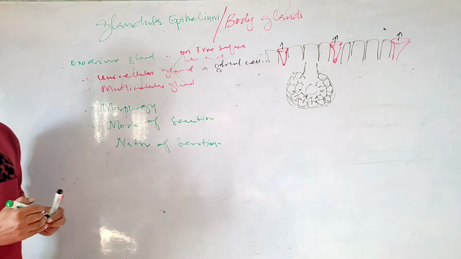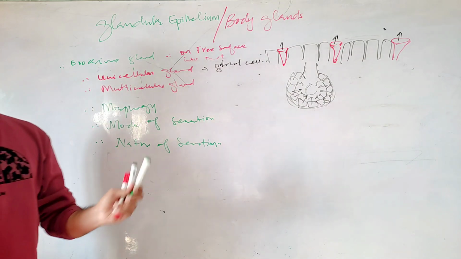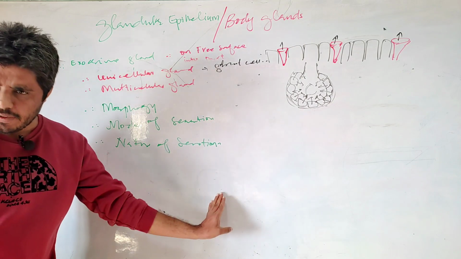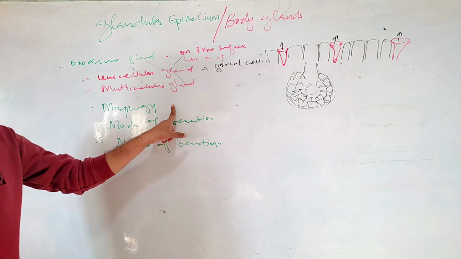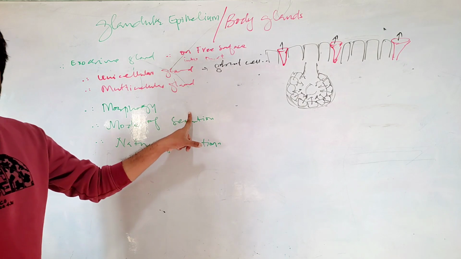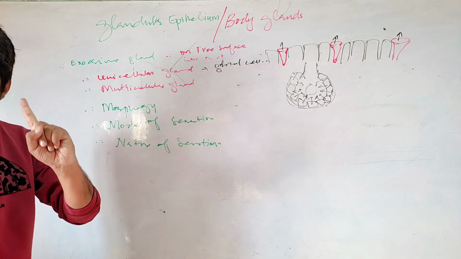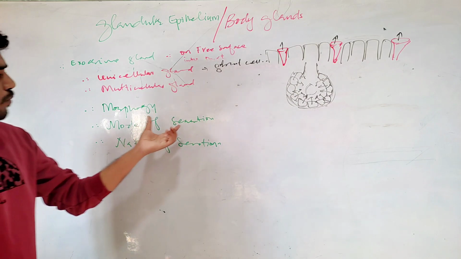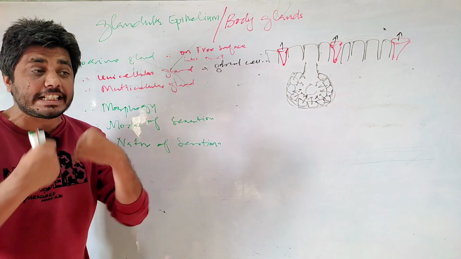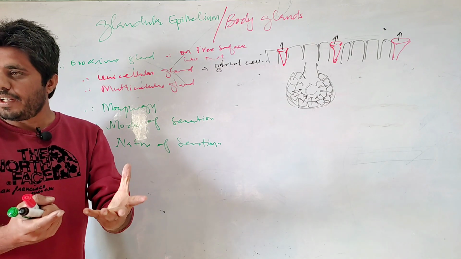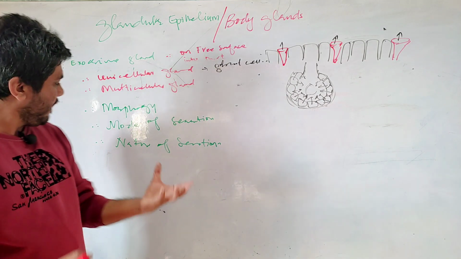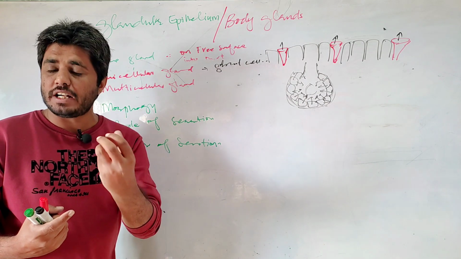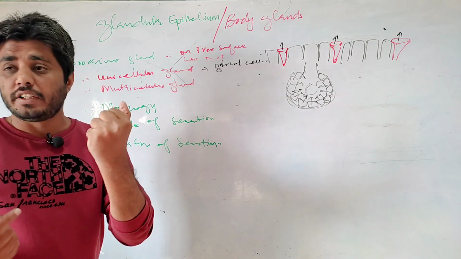Listen again carefully. All your body's exocrine glands are divided into three classes. The first way is what kind of morphology they have. Number 2, mode of secretion: how they secrete their product. Number 3 is nature of secretion: that secretory product, what they have secreted, what kind of thing is it?